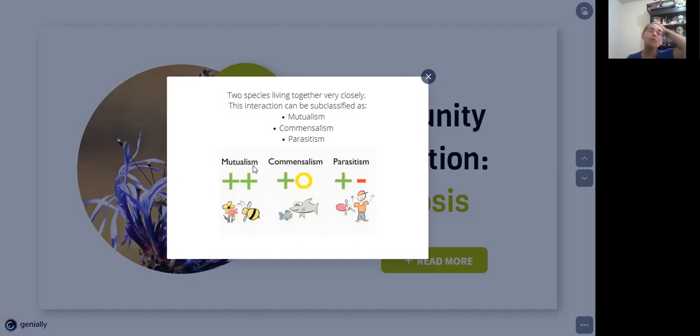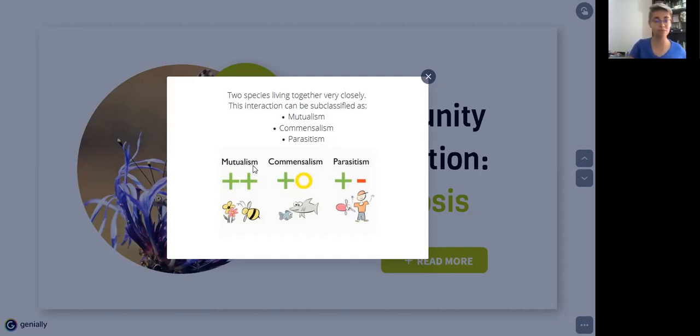Let's say, for example, flowers and bees. Bees help flowers to reproduce, and bees take this pollen, and so they can create honey and all that stuff. So everybody wins here, right?